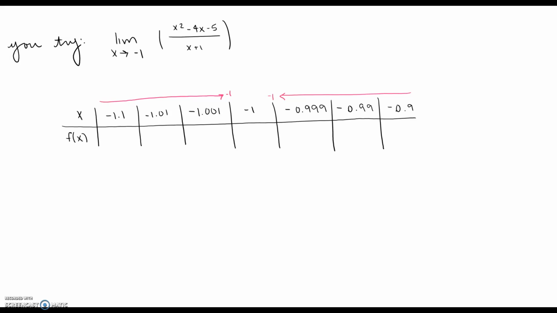So when I substitute in -1, it's undefined. Okay, but remember, that just means f of -1, the function has a hole here, or an asymptote or something, but that doesn't mean the limit doesn't exist, so we still have to complete the table. It just means there's discontinuity. So when we substitute in -1.1, we get -6.1. And again, I'm just using my calculator for this.